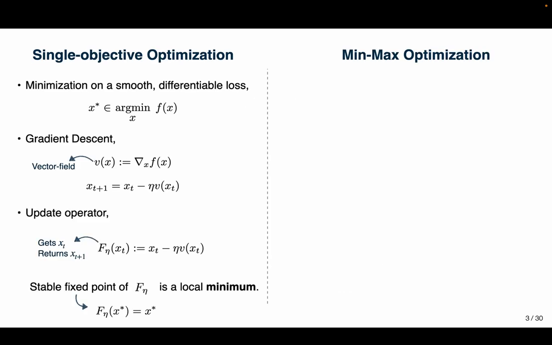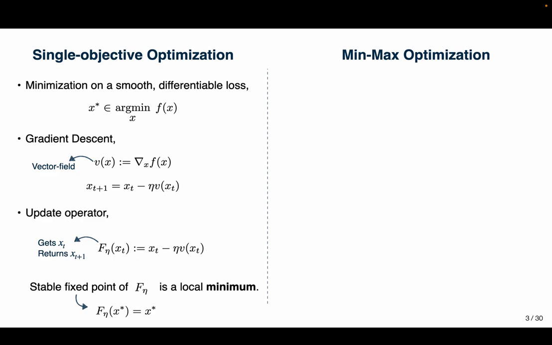Before starting, I'd like to show you how single objective optimization and min-max optimization are different and what is the problem that we're tackling. So in single objective optimization, we would like to minimize a smooth differentiable loss function f of x, and we usually apply gradient descent. Here I'm also defining the gradient vector field, which basically points towards the direction of our gradient.